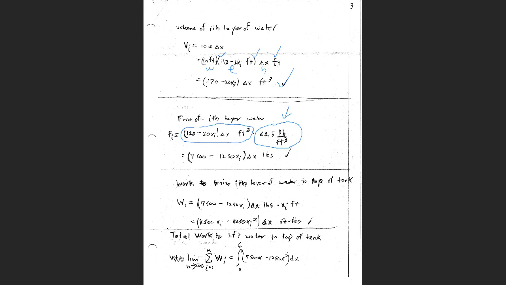Okay. All right, well then, when we multiply this, it makes sense. If we have a certain number of cubic feet of the volume of our ith layer of water, and we multiply that volume by 62.5 pounds per cubic foot, we're going to get the weight of that ith layer of water. And notice that cubic feet simplify out. So now we have an expression for the force for the ith layer of water, which is the quantity 7,500 minus 1,250xi times delta x pounds.